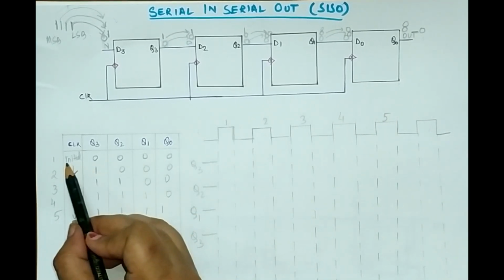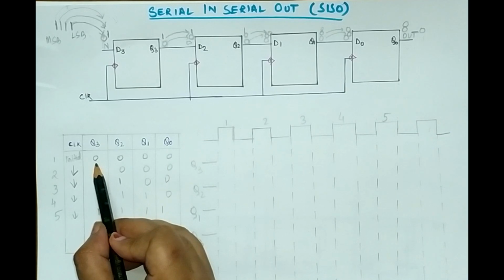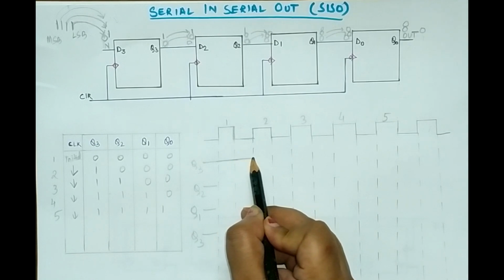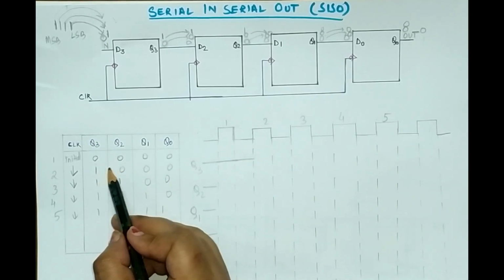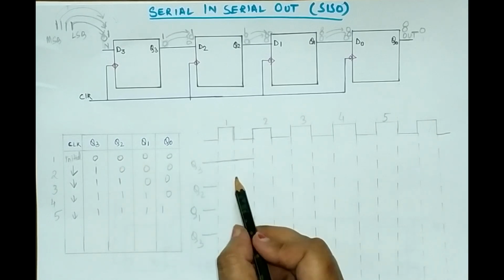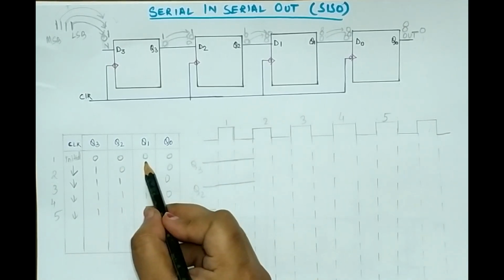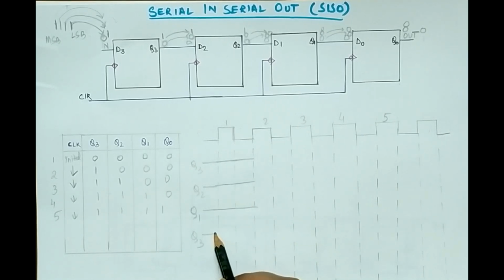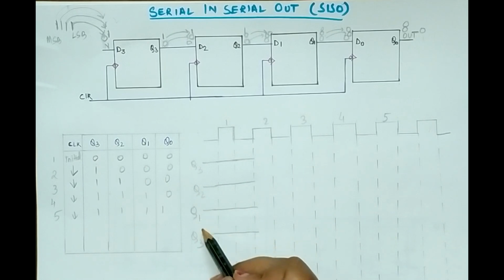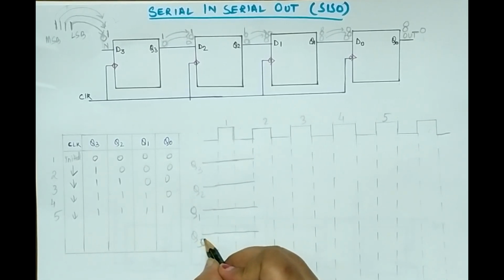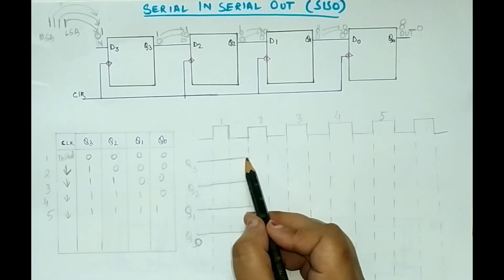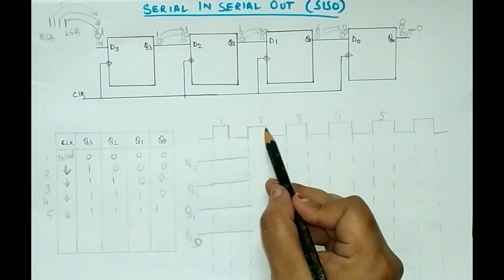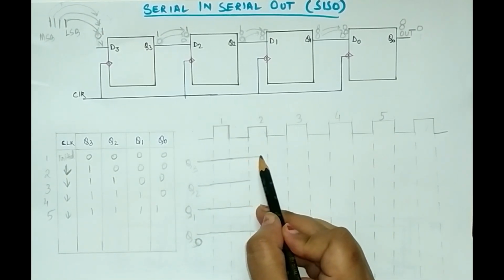Okay. So in the first clock pulse, what was the value of Q3? It was 0. Okay. Then in the second one, what was the value of Q2? It was also 0. Then this was also 0 and this was also 0. Okay, so all the Q3, Q2, Q1 and Q0 was 0. Okay. So after this, in the next edge triggering, okay, it is negative edge triggering. So this is my negative edge triggering. So up to this it will be 0.